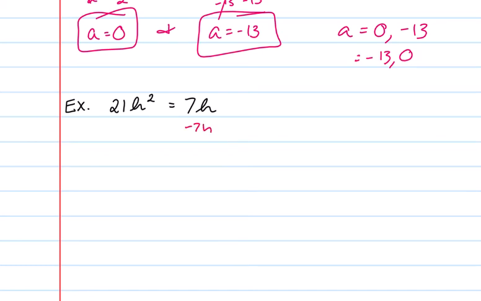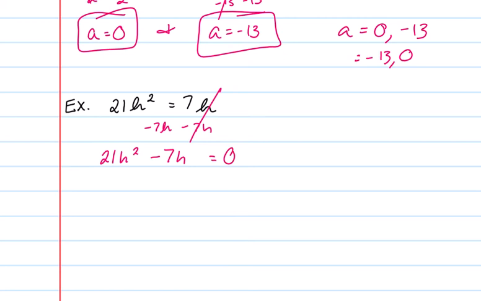So I'm going to go ahead and subtract 7h from both sides. Now, this is an h squared, and this is an h. Those are not like terms. So, you need to make sure that you are not combining them. Alright? The 7h's do cancel out here. So this is 21h squared minus 7h equals 0.